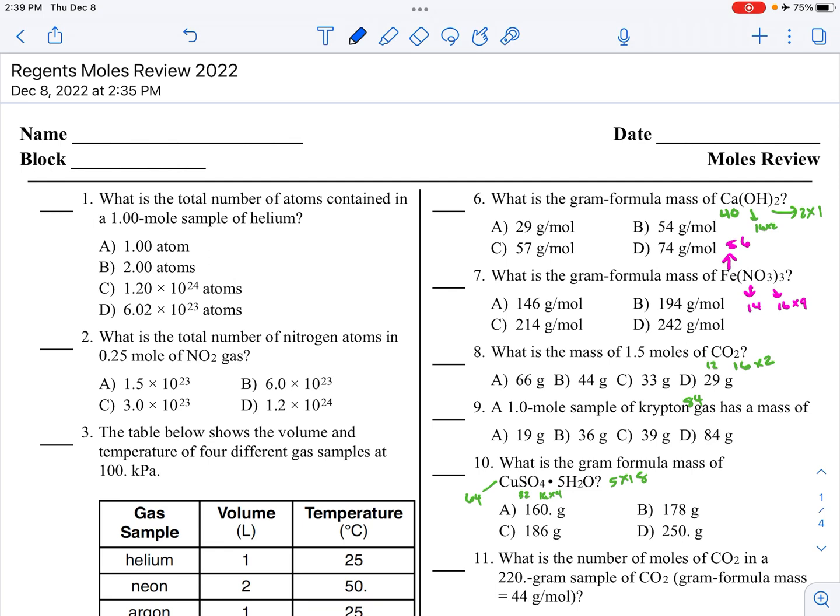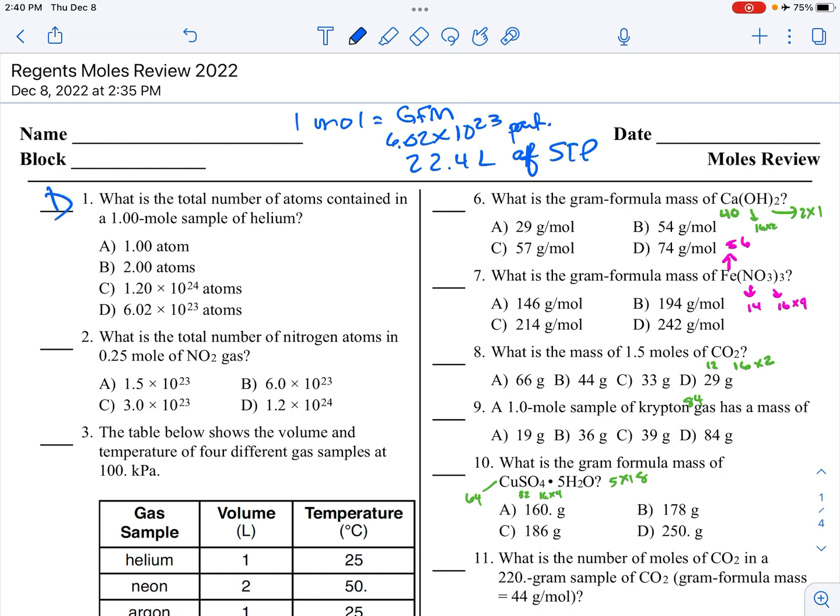So let's first review. 1 mole is equal to the gram formula mass, which is when you add up all the masses. It's equal to Avogadro's number, which is 6.02 times 10 to the 23rd particles. And it's also equal to 22.4 liters of a gas at STP. So how many atoms are in 1 mole of that? Well, 6.02 times 10 to the 23rd atoms. It's Avogadro's number, choice D.